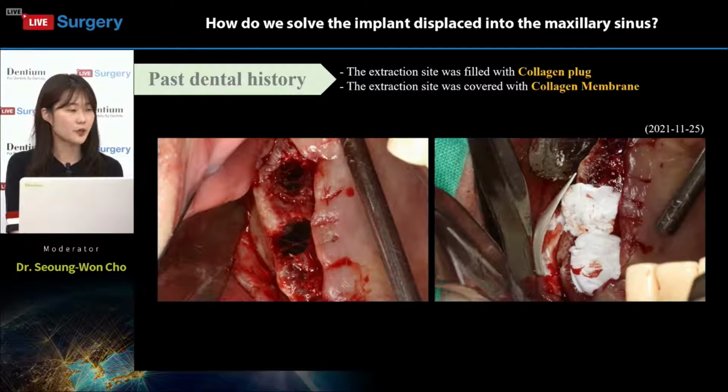For this reason, we chose collagen membrane from Dentium. Collagen plug was used to fill the extraction site, and the collagen membrane was used to cover the lateral window area.